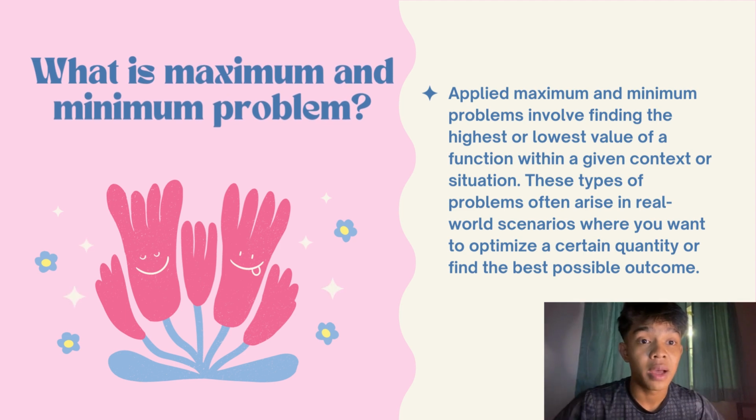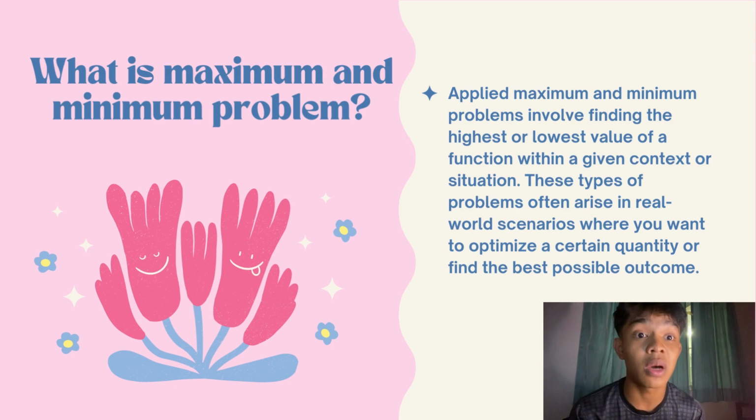Hi, I'm Hakim. So, what is a maximum and minimum problem? Applied maximum and minimum problems involve finding the highest or lowest value of a function within a given context or situation. This type of problem often arises in real-world scenarios such as ours, where you want to optimize a certain quantity or find the best possible outcome.